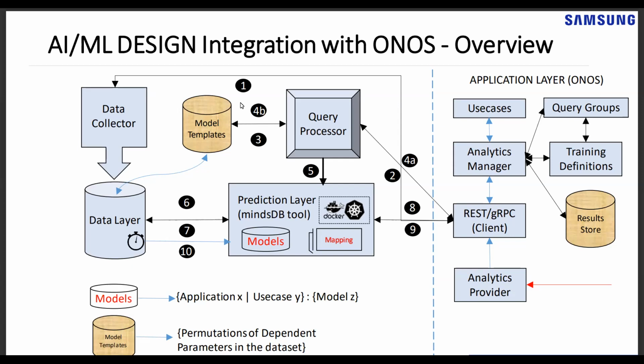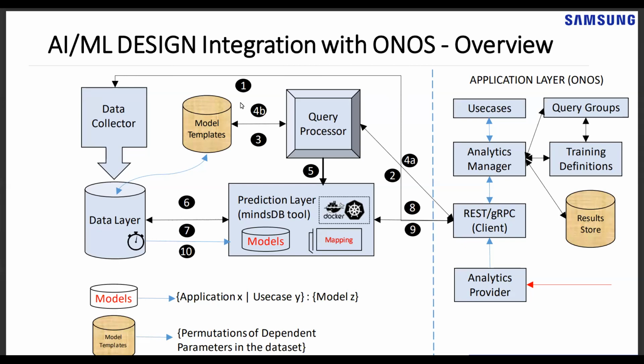Once the model templates are created, let's say a new use case is coming in the application layer. The use case will contact the analytics manager. The analytics manager generally controls three parts: one is training definition, another is query groups, and another is result store. So what is training definition? As I said with model templates, training definition does the same thing. It will have combinations of different parameters, like on what parameter my function is dependent. Those logics we can store in the training definition. Under each training definition, there can be a set of query groups, which the use case can use for prediction purposes. I have to be more specific. Yeah, you can.